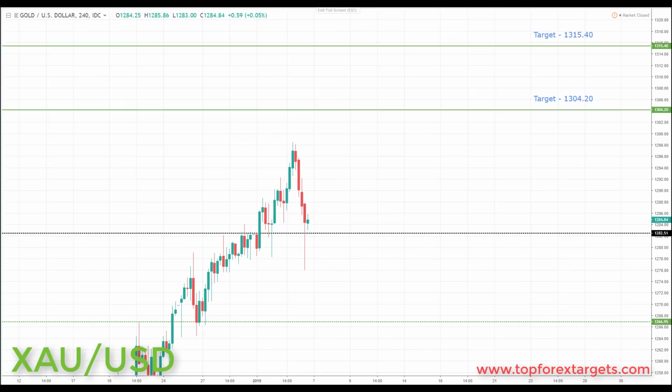And last but not least, we have gold. Now we start the week above key area of broken resistance from the past, already turning support at the 1282.51. Going into this week, this is going to be an area we're going to start to look for bullish formations and patterns. And if we get those bullish formations and patterns in this area, we're going to be looking at initiating longs up towards the next key area of resistance to the upside and the target set at the 1304.20. And if we can get a breakthrough here, we're going to be looking up towards the next key area of resistance to the upside and target 2 at the 1315.40.